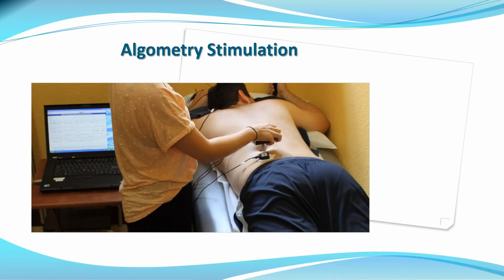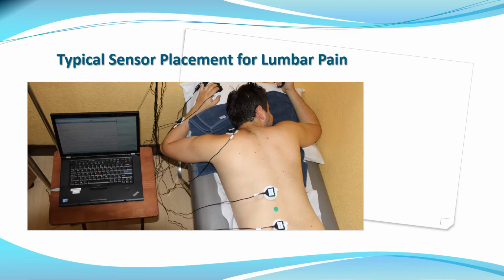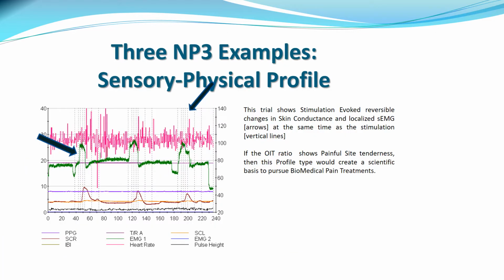The NP3 is non-invasive and easy to perform for most individuals. The recording electrodes are placed to record the patient's body reactions, fight or flight, and muscle tension to stimulation that produces mild discomfort in painful body parts. There are 3 basic profiles for NP3 that can point to a patient's needs.